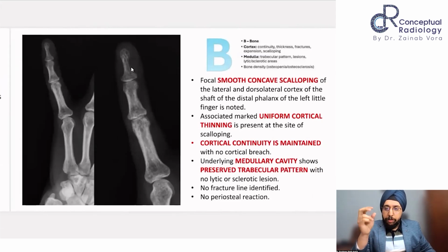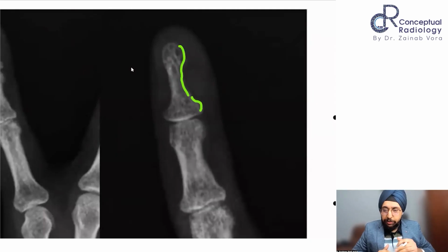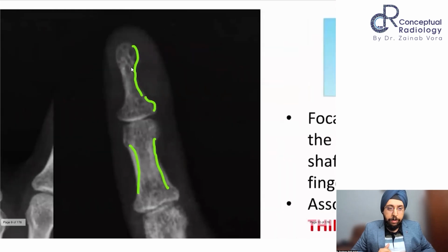So how do you describe that? You will say it's a focal, smooth, concave scalloping of the radial cortex of the shaft of the distal phalanx. There's uniform cortical thinning, which you can see. Okay. So the cortex here is appreciable only as much as what is appreciable at the head and base. So it's actually thinned out. It's uniformly thinned out. It should have been like this, but it's uniformly thinned out. Okay.